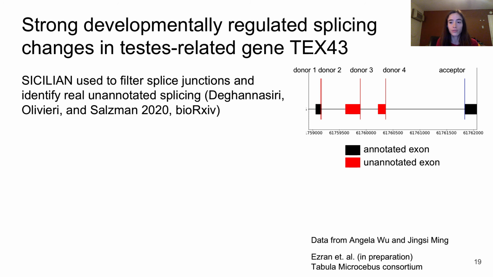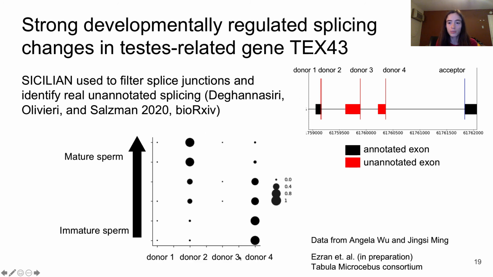This acceptor has 4 different donors in the dataset, and we can see that immature sperm tend to use donor 4, transitioning slowly to mature sperm, which mostly use donor 2. The SCS allowed us to identify the splice junction with donor 4, which is unannotated.